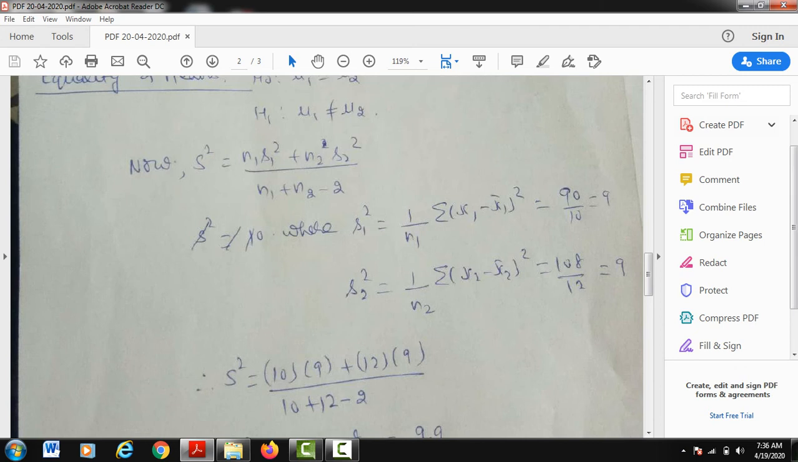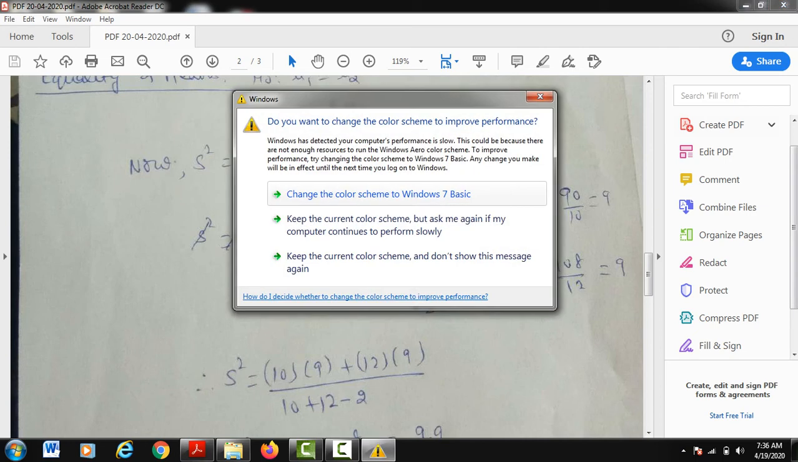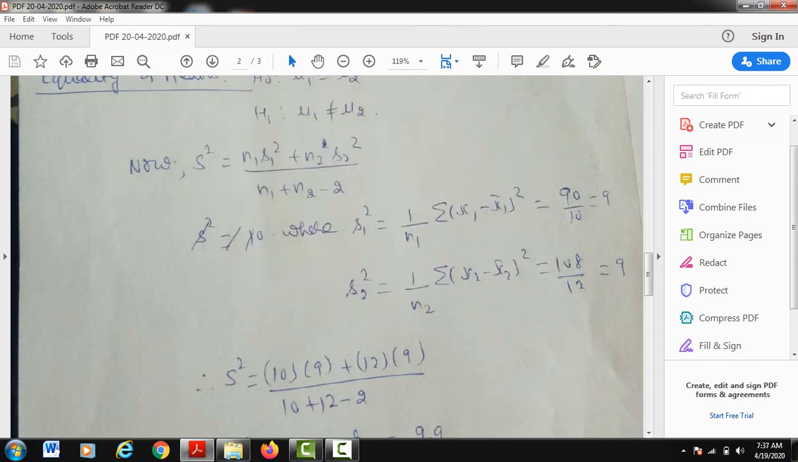Now capital S square will be calculated like this: n1 s1 square plus n2 s2 square over n1 plus n2 minus 2. I know the value of n1 and n2 as 10 and 12, given in the question. Now I will evaluate small s1 square and small s2 square. So small s1 square is being evaluated like this: 1 upon n1 sigma x1 minus x1 bar whole square, which is coming to be 9, and s2 square is 1 upon n2 sigma x2 minus x2 bar whole square, which is also coming to be 9.